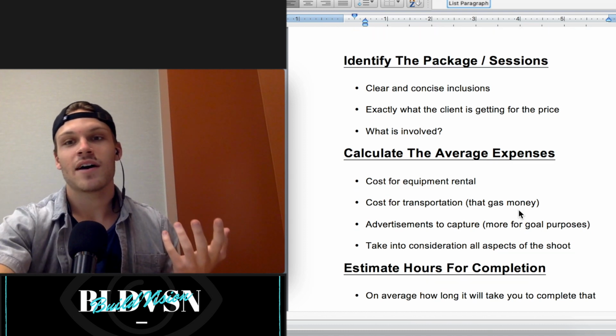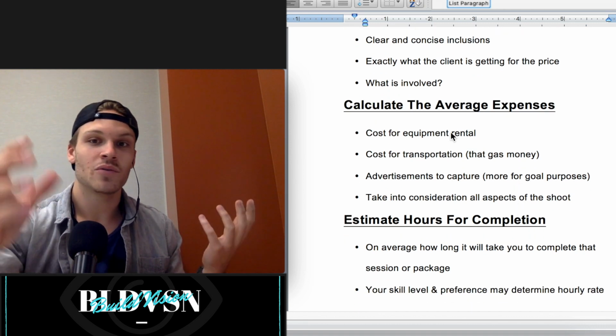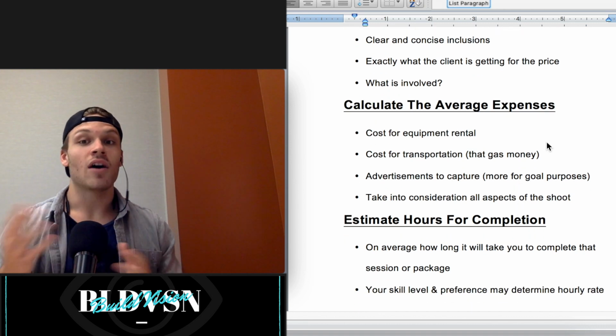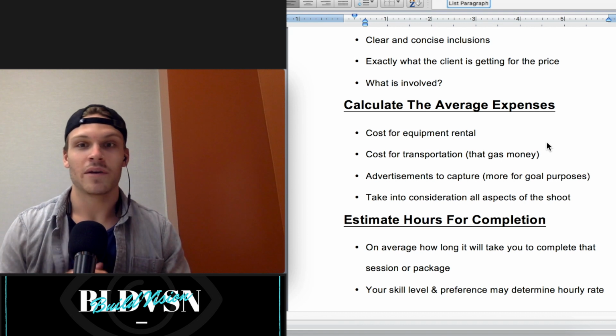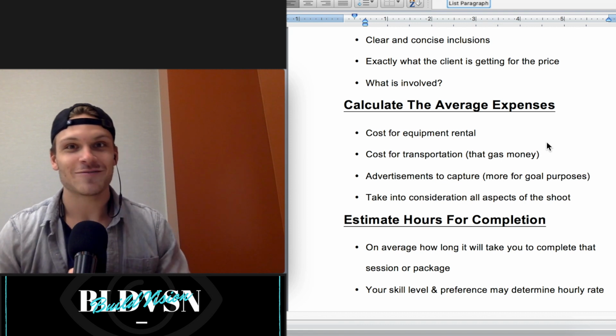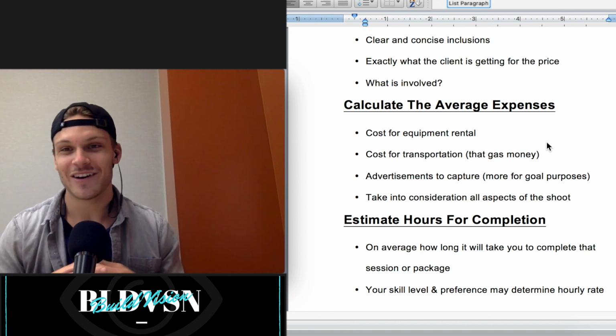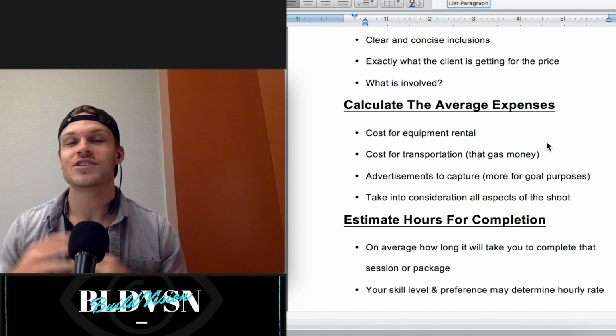So identifying the actual expenses is great. You have to take into consideration the cost for equipment rentals if you're going to rent equipment, cost for transportation, that gas money. You guys know what that's about. Really take into consideration every single aspect.